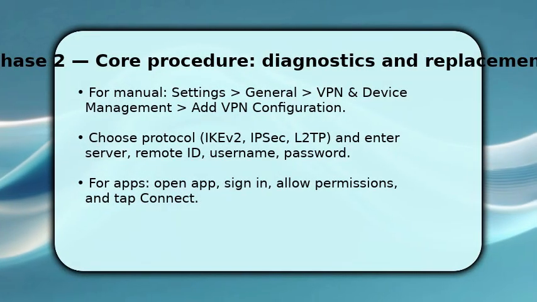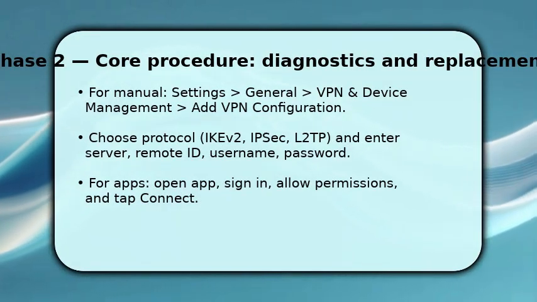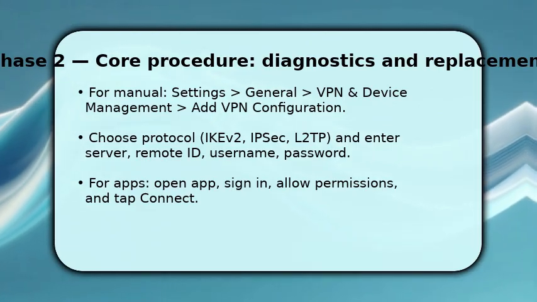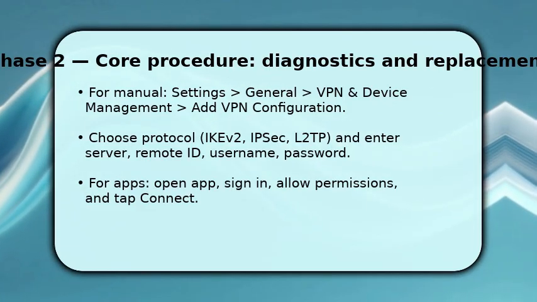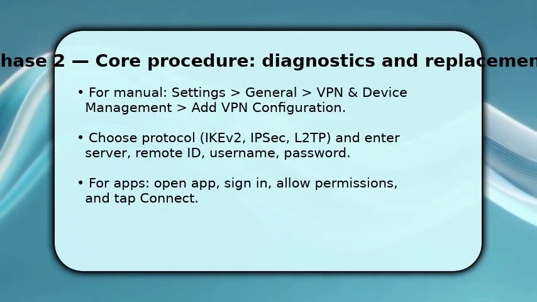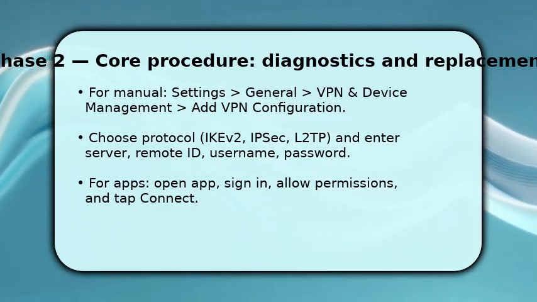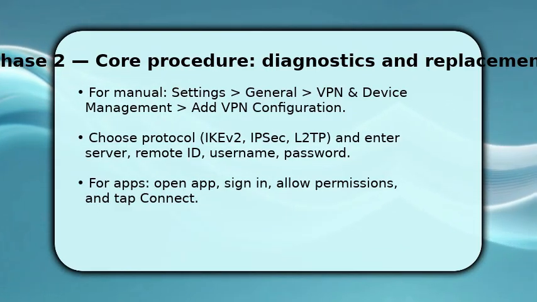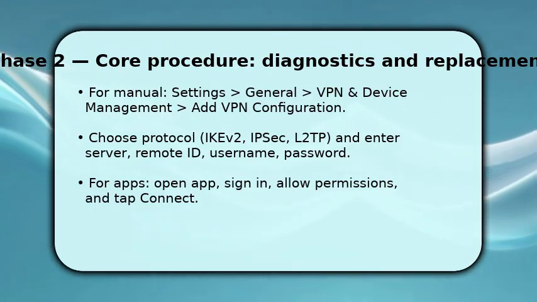Now you'll configure the VPN itself. If you chose manual setup, go to Settings, General, VPN, and Device Management, then add VPN configuration. Pick IKEv2, IPsec, or L2TP and enter server, remote ID, and your credentials. If using an app, launch it, sign in, and follow prompts to allow the VPN profile. Permit Add VPN Configuration when iOS asks.